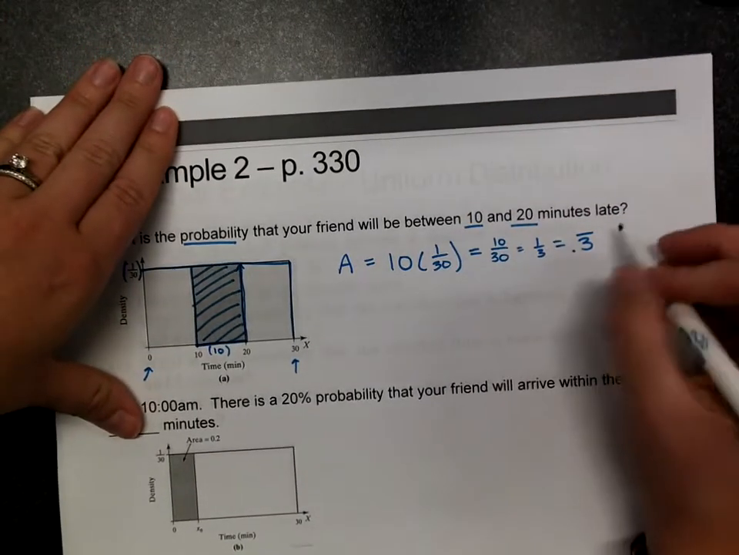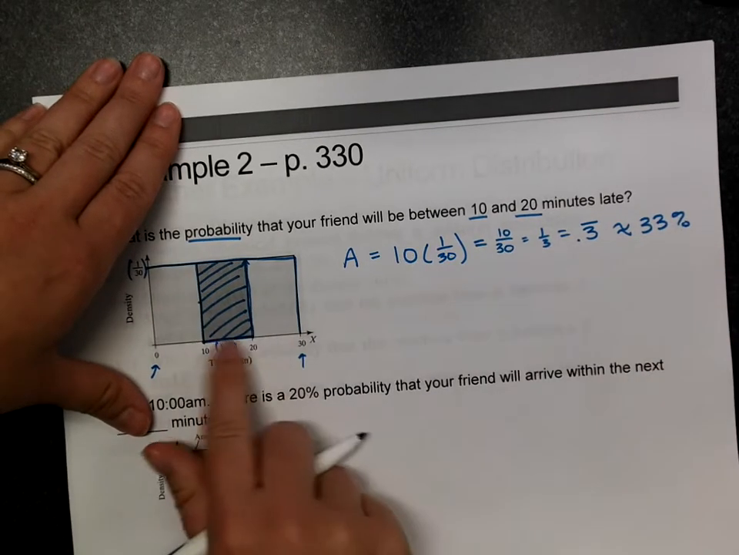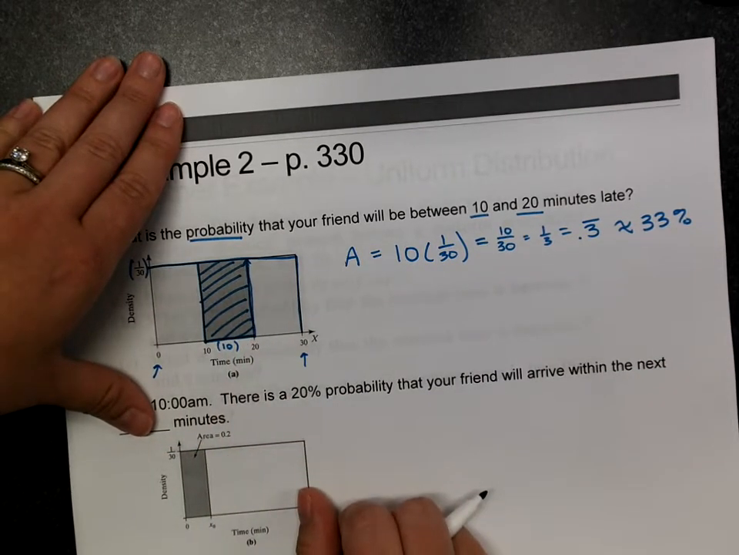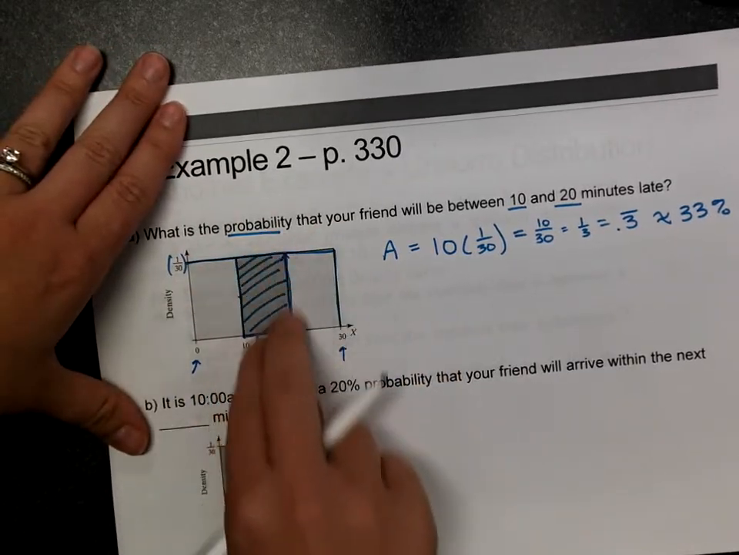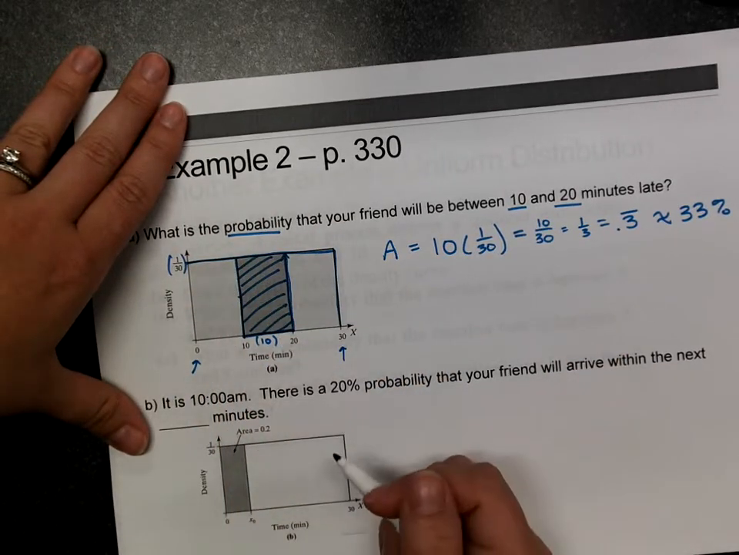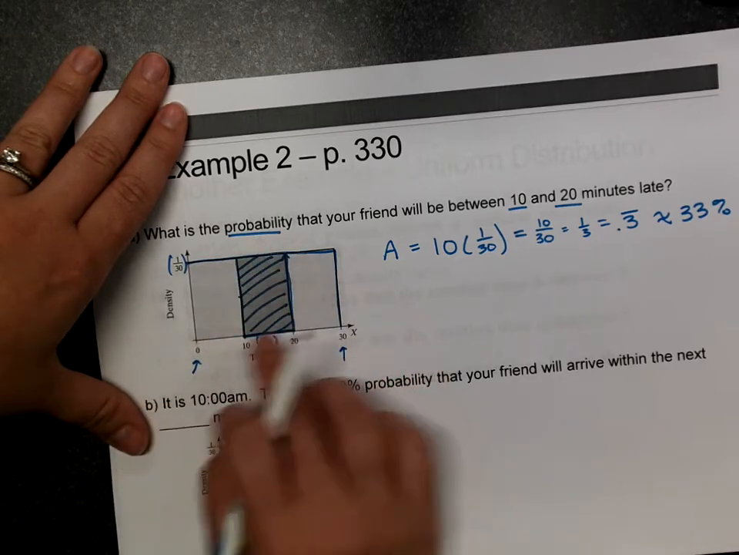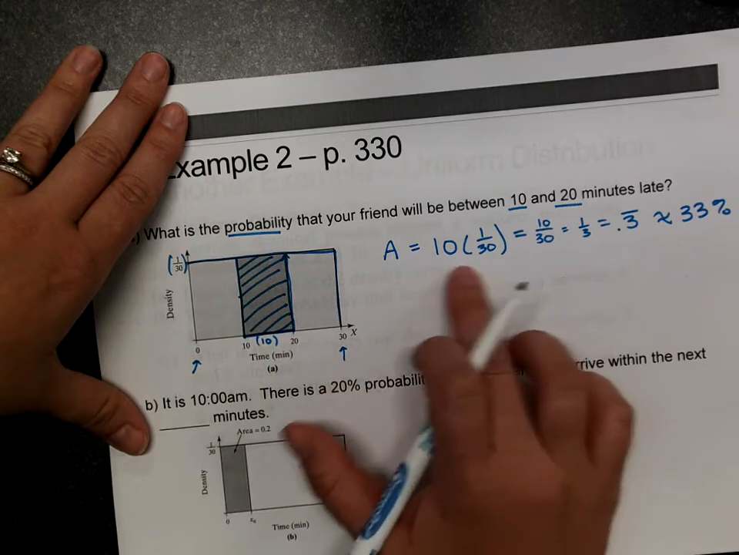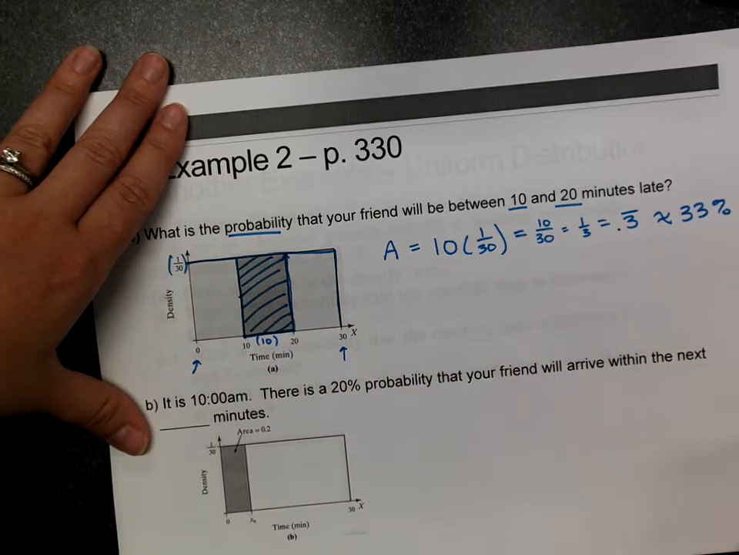This means that there's about a 33% chance that they are between 10 and 20 minutes late. And if you can kind of see visually, we shaded about 1/3, or exactly 1/3 of the rectangle. So the area of the interval tells us the percentage or the probability of that interval occurring.